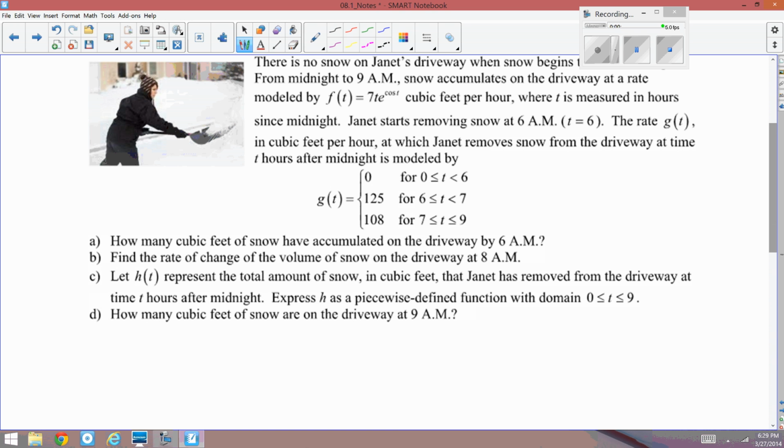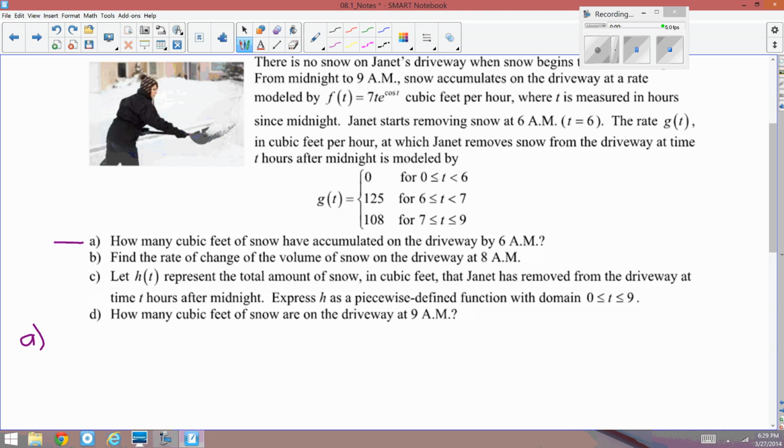Now, it's a good idea to take a look at what you are trying to figure out. So for part A, all we want to know is how many feet have accumulated. So we're going to use this function here. I don't have to worry about anything else. So I'm going to go ahead and do letter A.